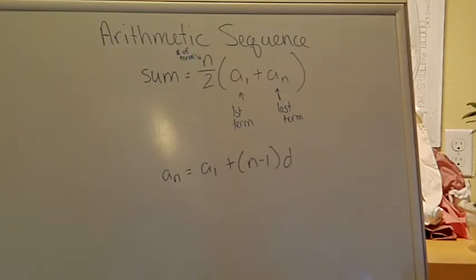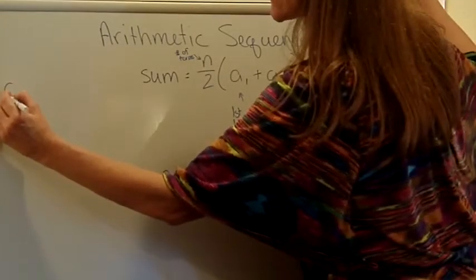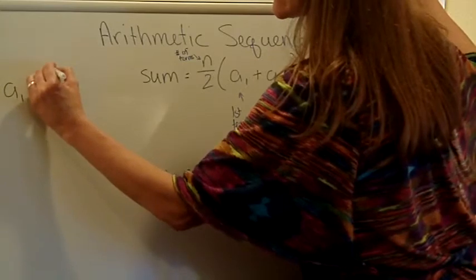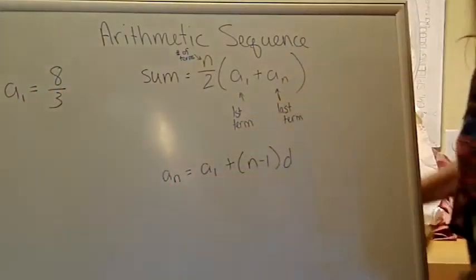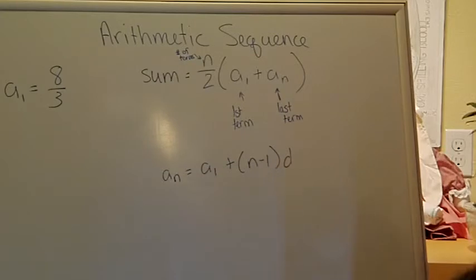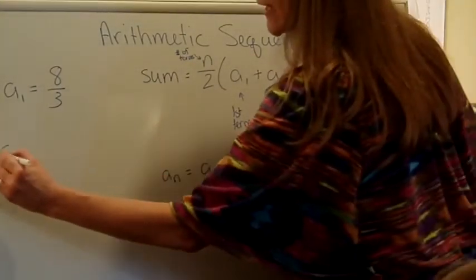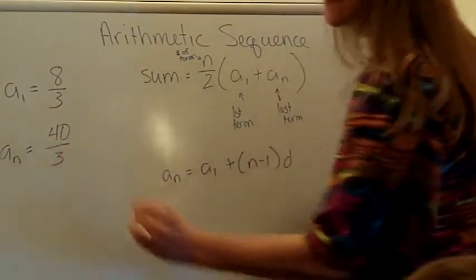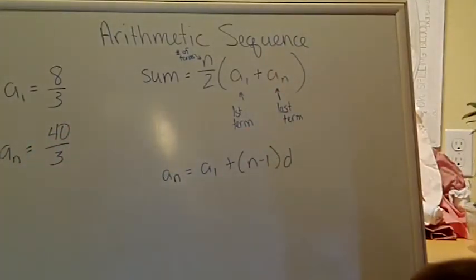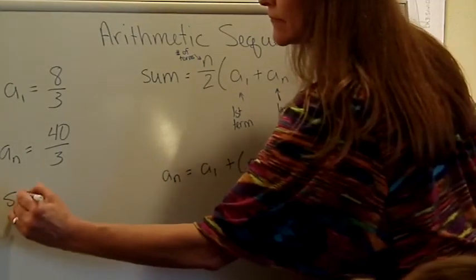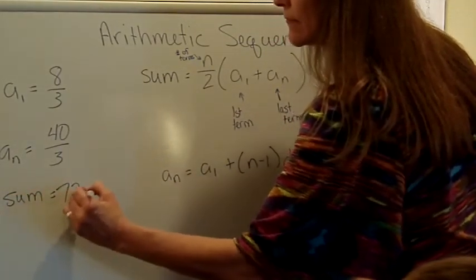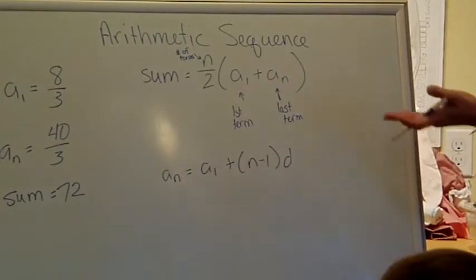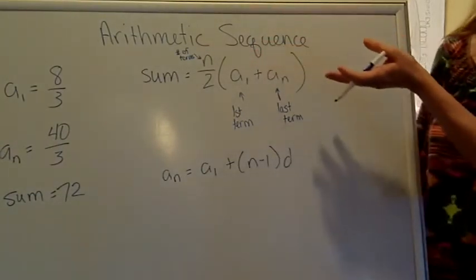So let's look at the problem. It tells us the first term is 8/3, so A sub 1 equals 8/3. It tells us the last term is 40/3, so A sub n is 40/3. It tells us the sum is 72. I guess that's why I call this the first one, because this is the first one you have to use.